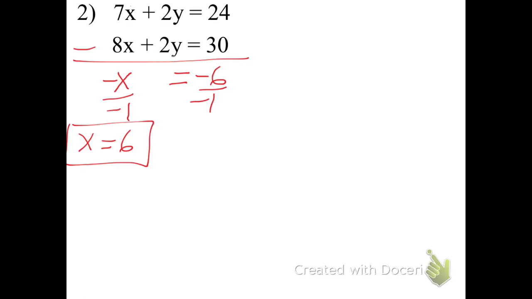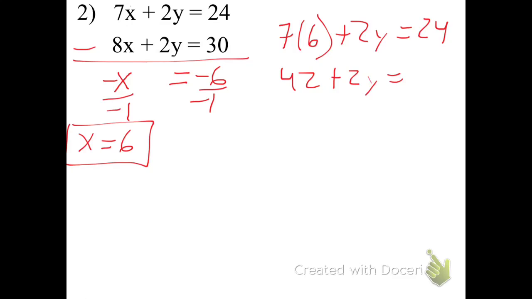Now that I have this, I can plug it into one of my two equations, either the top one or the bottom one. I'm going to plug into the top one because I can. I'm going to put 6 where x used to be. And now I'm trying to get y. Notice how there's not x anymore because we replaced it with what x is. We got 7 times 6, which is 42, plus 2y equals 24. We got to get y by itself, so subtract the 42.